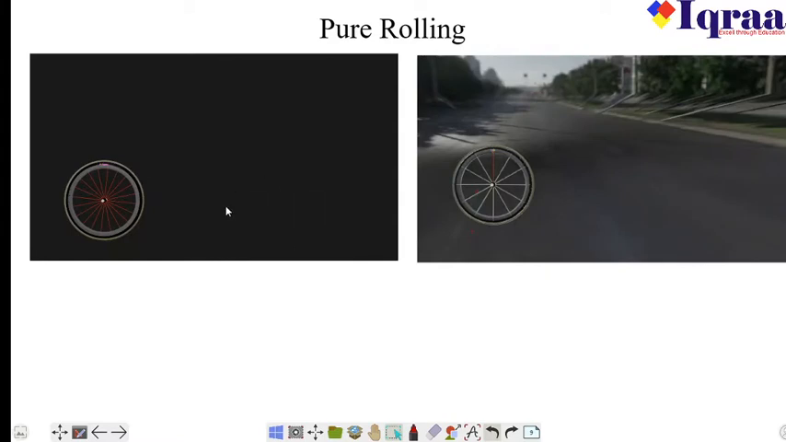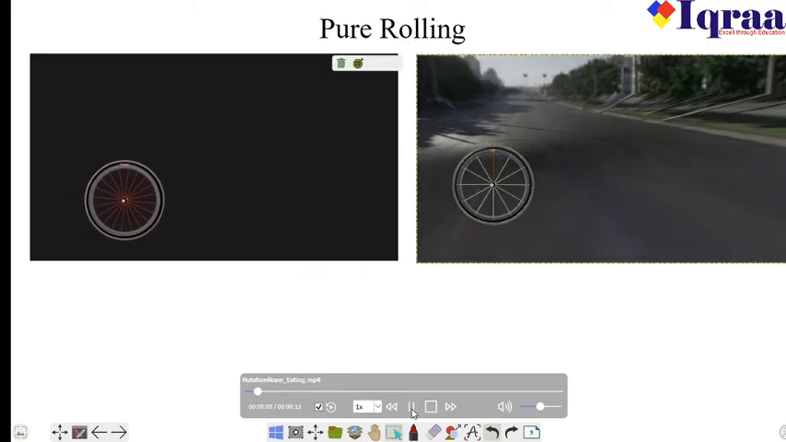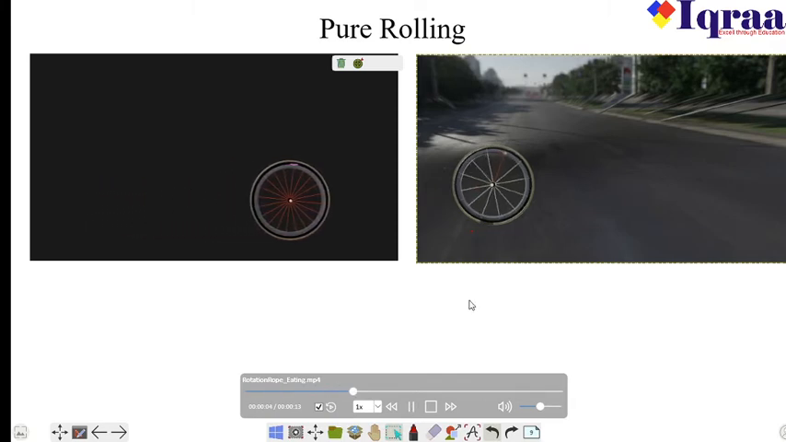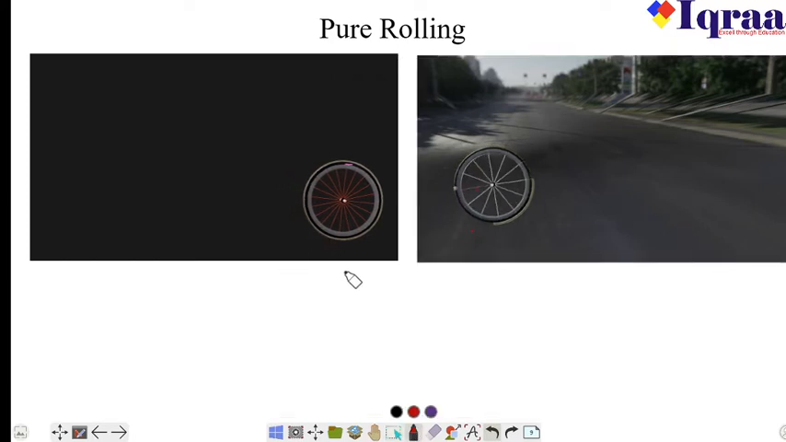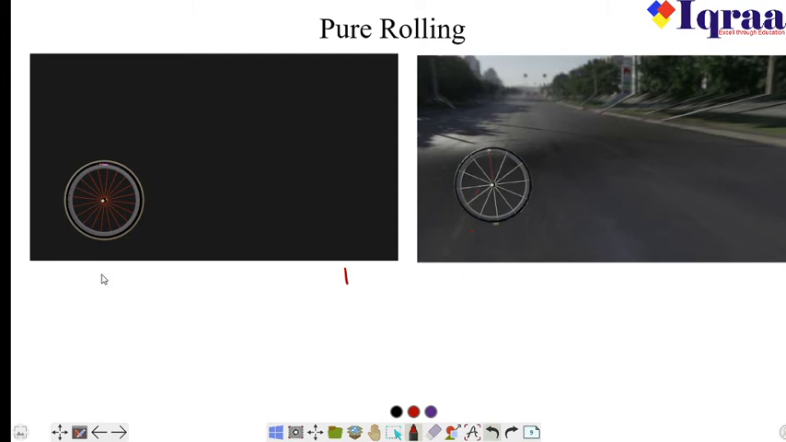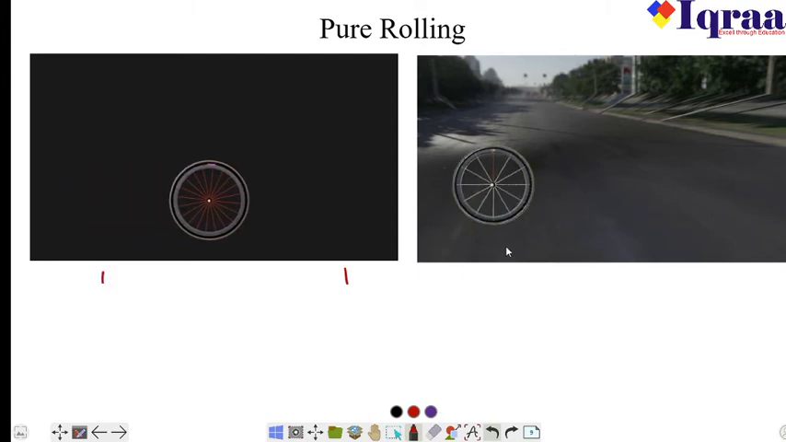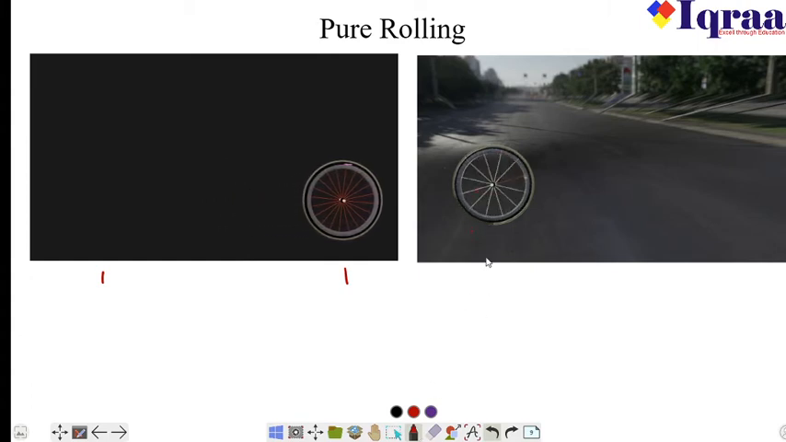To explain the concept of pure rolling, I have taken a wheel with a thread wound on the rim of the wheel. Now when the wheel is performing a pure translation motion, the thread or the rope does not unwind from the rim of the wheel. Whereas when the wheel is performing a rotation motion, as we see on the left hand side, the thread gets unwound from the rim of the wheel.